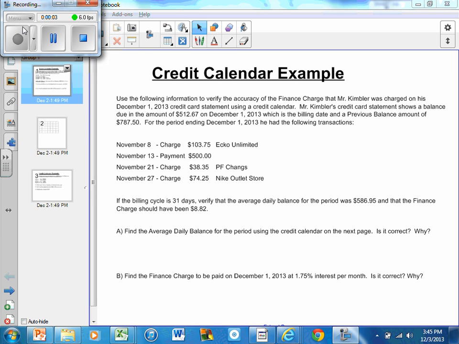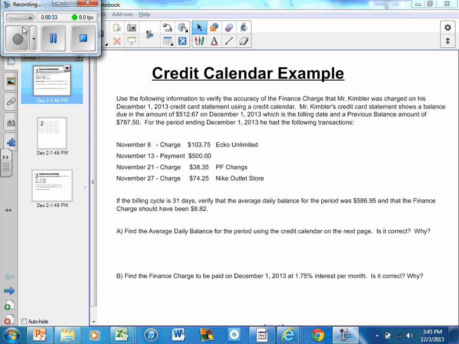Today we're going to use the following information to verify the accuracy of the finance charge that Mr. Kimbler was charged on his December 1st, 2013 credit card statement using a credit calendar. Mr. Kimbler's credit card statement shows a balance due in the amount of $512.67 on December 1st, 2013, which is the billing date, and a previous balance amount of $787.50. For the period ending December 1st, 2013, he had the following transactions.